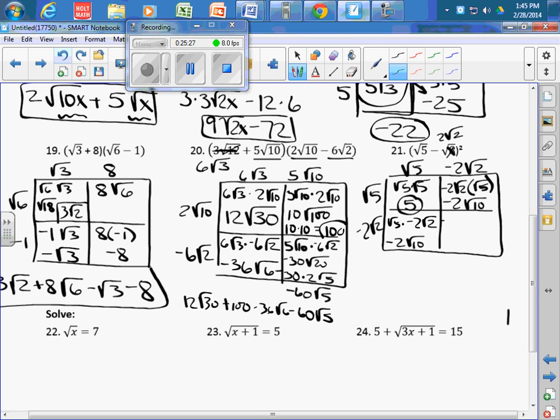And then negative 2 radical 2 times negative 2 radical 2. Numbers outside get multiplied. Negative 2 times negative 2 is positive 4. Radical 2 times radical 2 is 2, so 8. Combine like terms. 5 plus, now you're adding the boxes here, right? 5 plus 8, 13. Negative 2 radical 10 minus 2 radical 10, they don't cancel. It's only going to cancel if one's positive and one's negative. This is negative 2 minus 2, which is negative 4 radical 10.